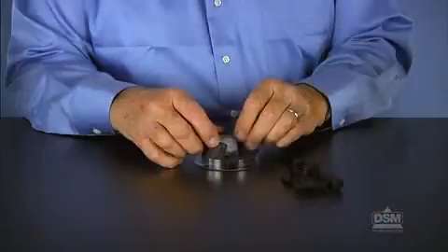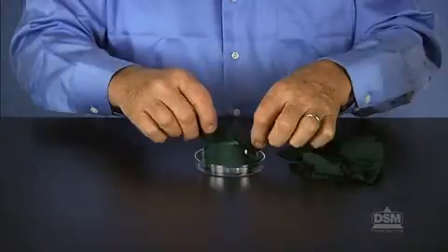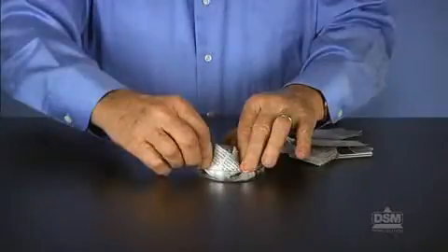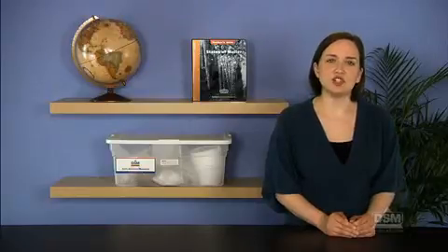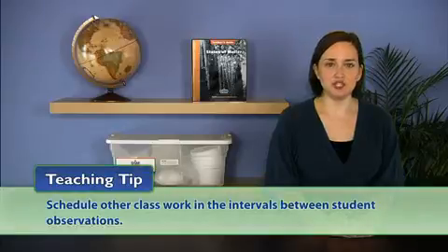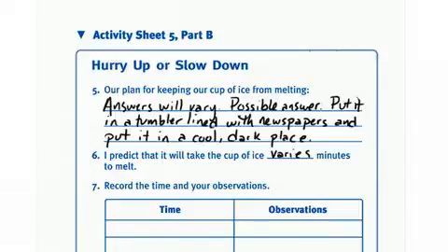Have the teams carry out their experiments, recording the time and their observations in the chart on the activity sheet every 15 or 20 minutes. Record in the class data chart the time at which each team's ice melted. In the intervals between student observations, you may want to schedule other classwork. To prepare for Session 3, each student will need his or her copy of Activity Sheet 5, Part B.